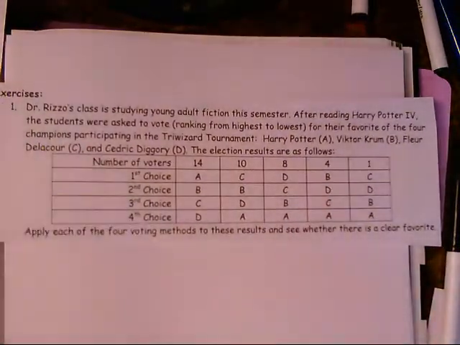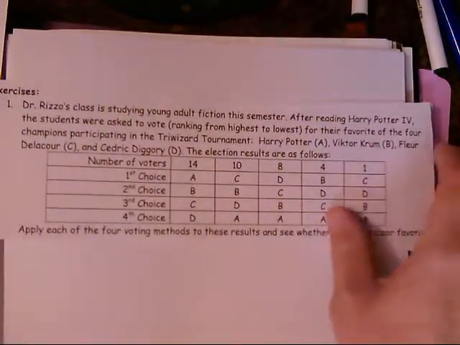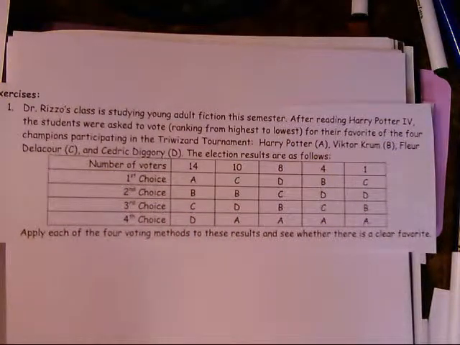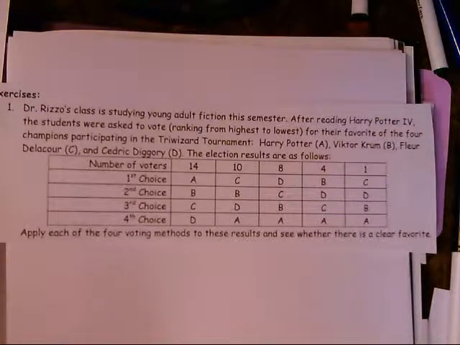First of all, let's read the situation. This table is a preference table. Dr. Rizzo's class is studying young adult fiction this semester. After reading Harry Potter 4, the students were asked to vote, ranking from highest to lowest, their favorite of the 4 champions participating in the Triwizard Tournament: Harry Potter, that's A, Victor Krum, B, Fleur Delacour, C, and Cedric Diggory, D. The election results are as follows.